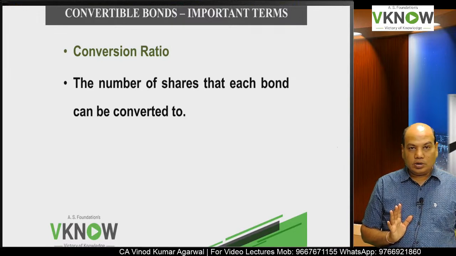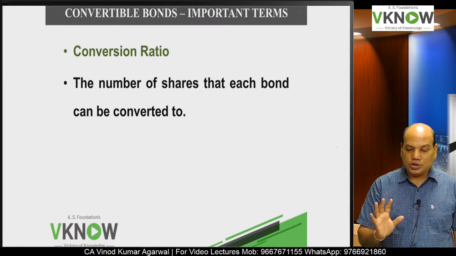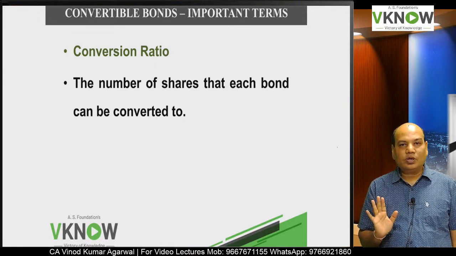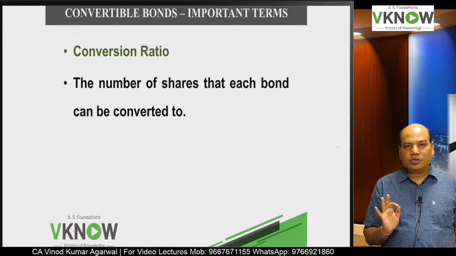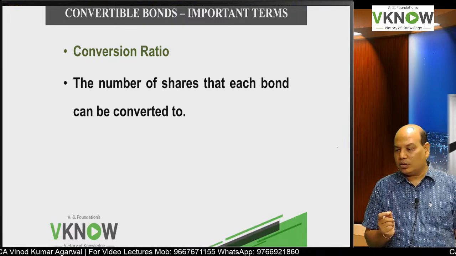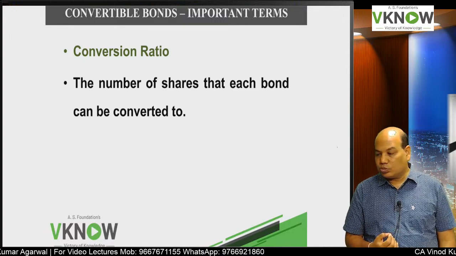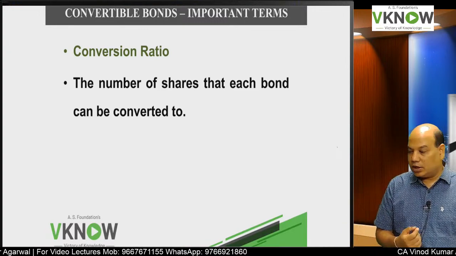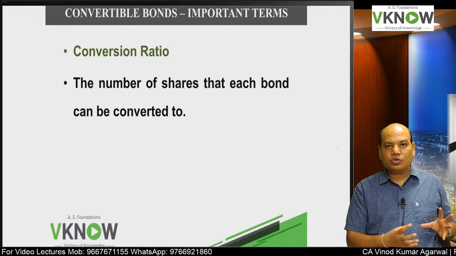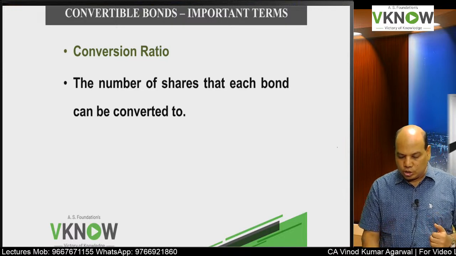Okay. Then there are certain terms associated with convertible bond. We will discuss them one by one slowly, so that you can solve questions. First, the simplest one is conversion ratio. Conversion ratio means the number of shares that each bond can be converted to. That means suppose conversion ratio is 20, it means one bond will be converted into 20 shares.